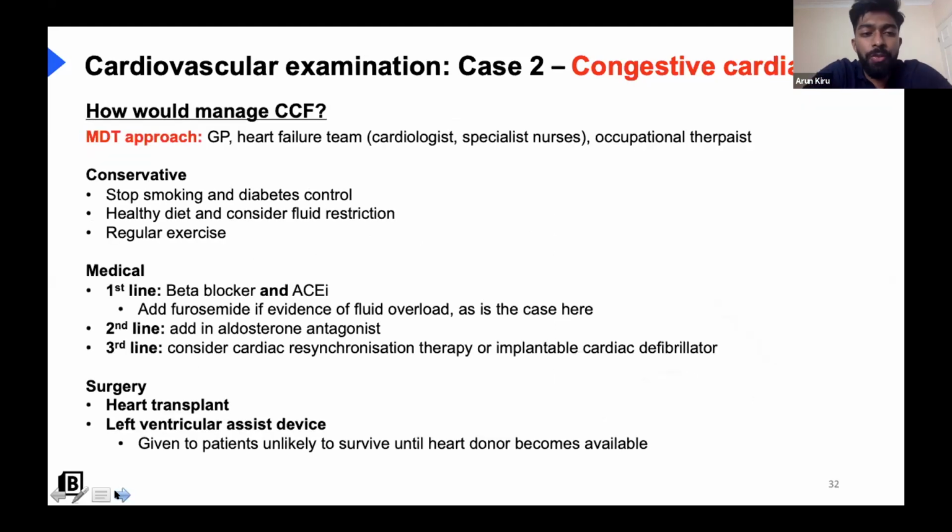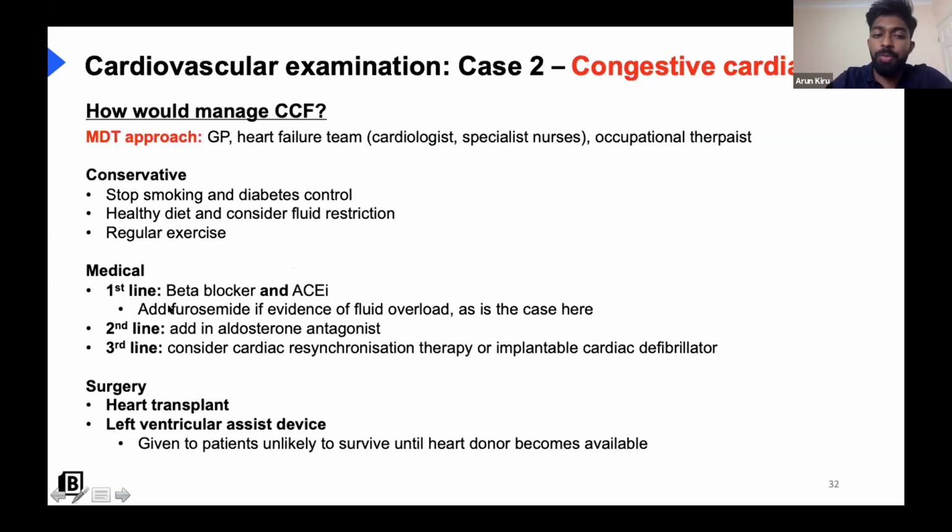And then just to finish off, how would you manage this? We want to use a classified answer. So any management question, put that line at the top. You always want to use an MDT approach. You can put in a few people of the team, so GP, the heart failure team, and the OT. Conservative measures now, risk factor modification, stop smoking, diabetes, healthy diet, regular exercise. Medical management, so you want to start with both a beta blocker and an ACE inhibitor, so A and B, nice kind of start.